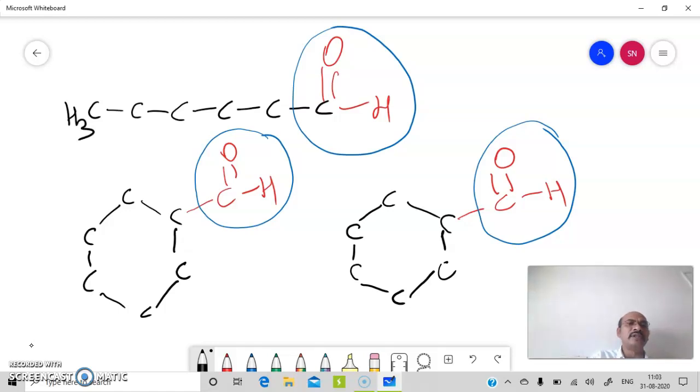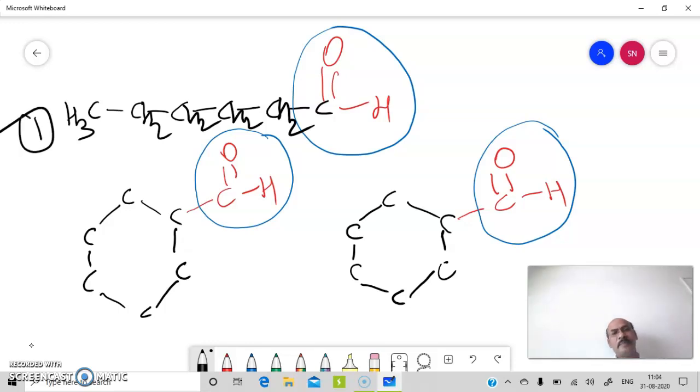I have to write 3 hydrogens, here 2, here 2, and here also 2. So here you will understand this first example is not cyclic, but it is open chain. It is open chain, not closed chain. Now the second example is cyclic, and even the third example is cyclic.